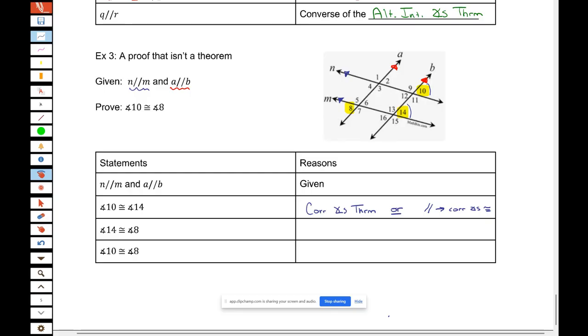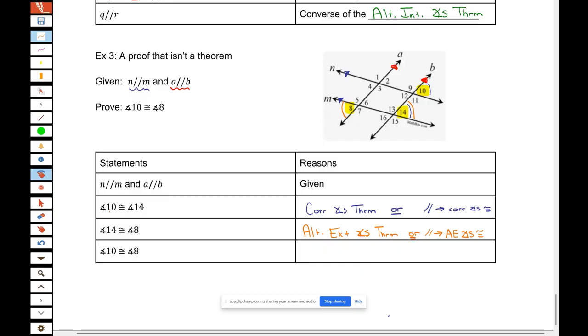Now let's look at the next step, which says angle 14 is congruent to angle 8. So if we look at that picture, here's angle 14, here's angle 8. So the transversal linking those angles is M, and the lines are parallel. So 14 and 8 are alternate exterior angles. So that is the alternate exterior angles theorem. Or you can abbreviate as parallel lines imply, I'll do it with capital, alternate exterior angles congruent. You can abbreviate that way if you like.